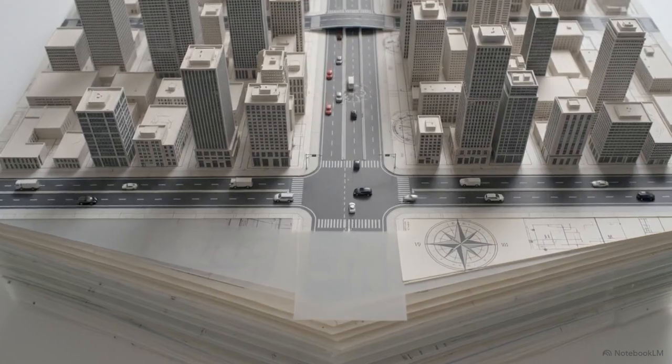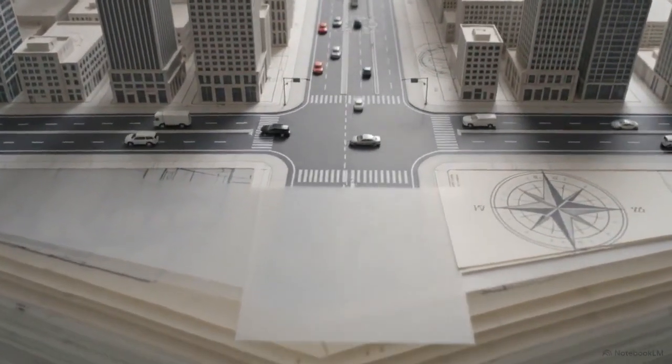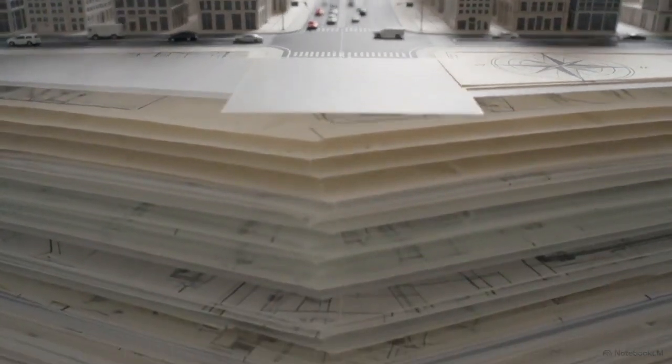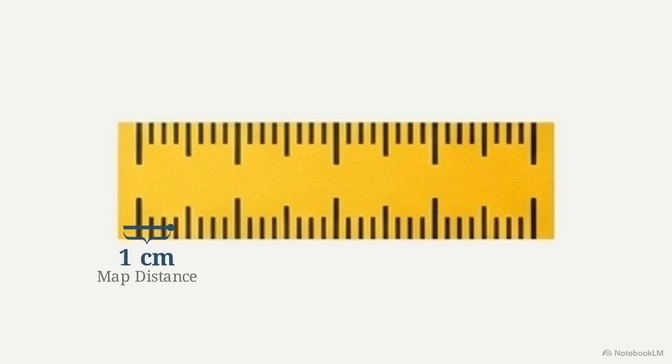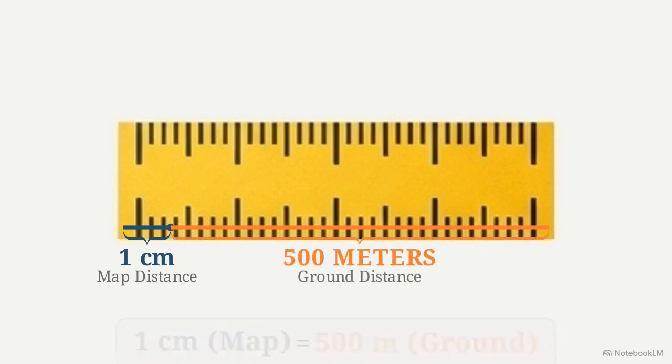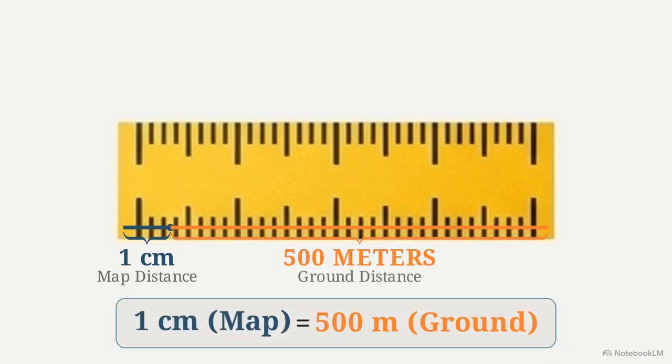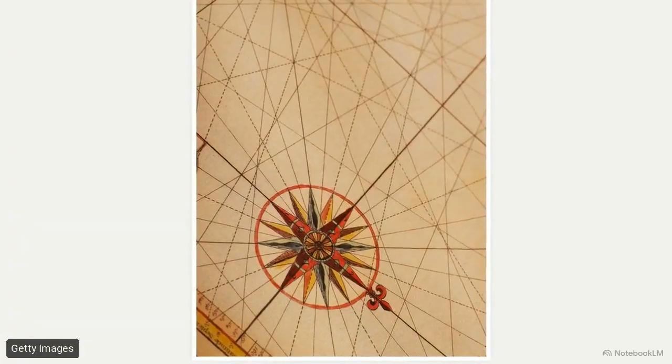When we zoom all the way down to a single city street, a new physical challenge immediately emerges: figuring out how to fit miles of real-world roads and buildings onto a small piece of paper. The solution is the map scale. By using a strict mathematical ratio, a single centimeter drawn on a page can represent 500 meters of actual pavement on the ground. Look closely at this antique chart.